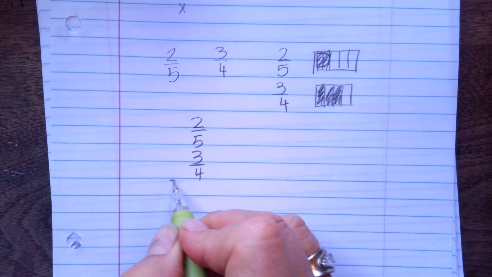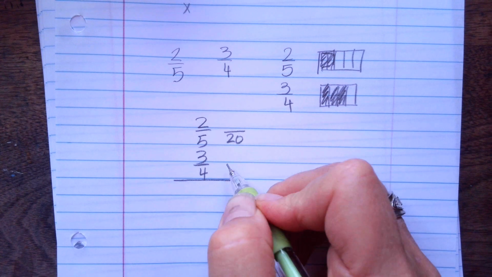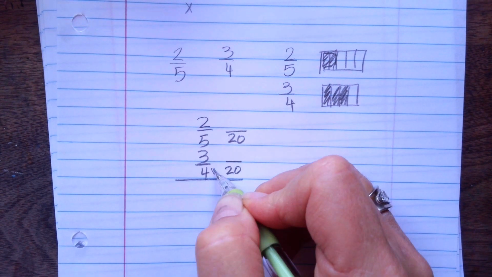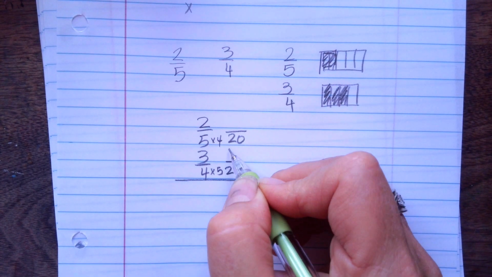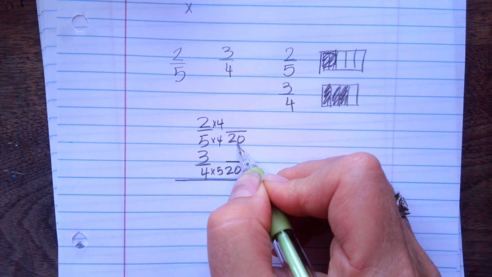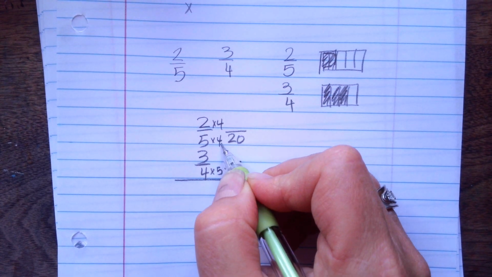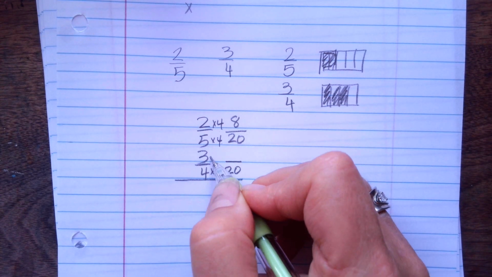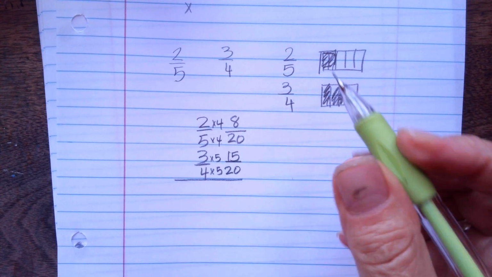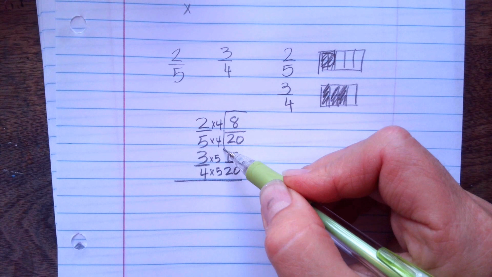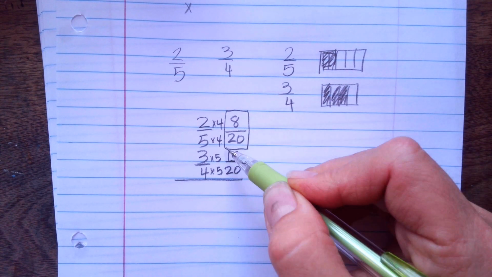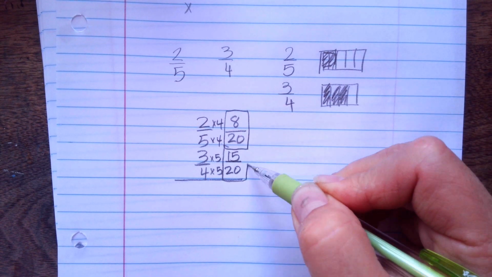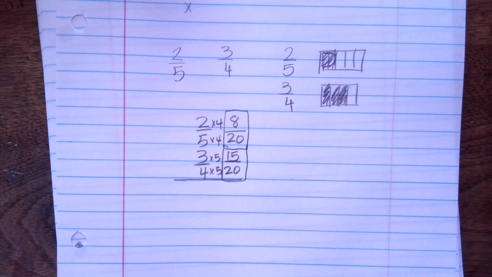we find a common denominator, which is 20. And then we do our multiplying by whatever to get it to 20. And whatever we do to the denominator, we do to the numerator. And then this is going to tell us whether they're equivalent fractions, which means equal fractions. So this is 8/20 and this is 15/20. And we can also see which one is bigger. So which one is bigger, 2/5 or 3/4?